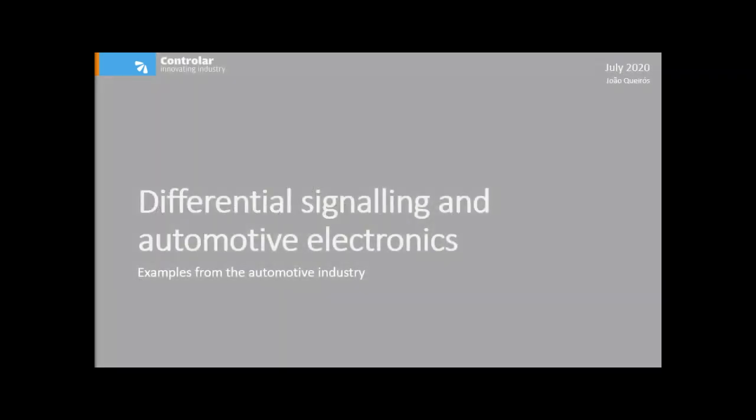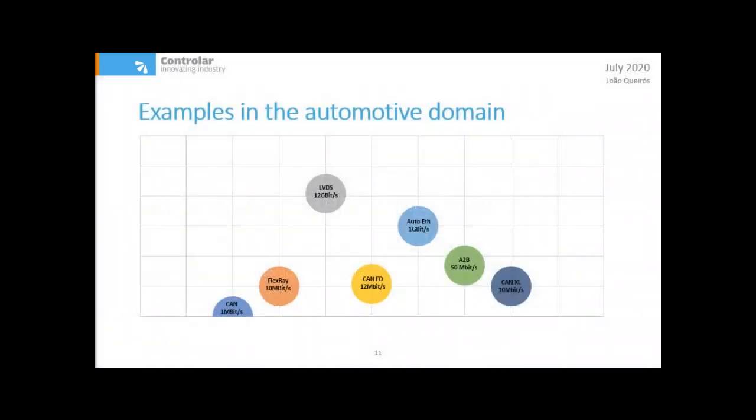Now, let's focus on the automotive domain with some examples of communication buses that use differential signaling. I tried to put these in chronological order, but it's not easy to find the correct development and implementation dates. We can see from the speed graphic the various speeds that can be obtained.